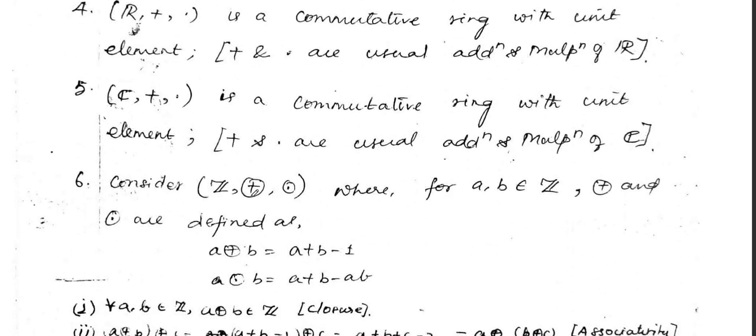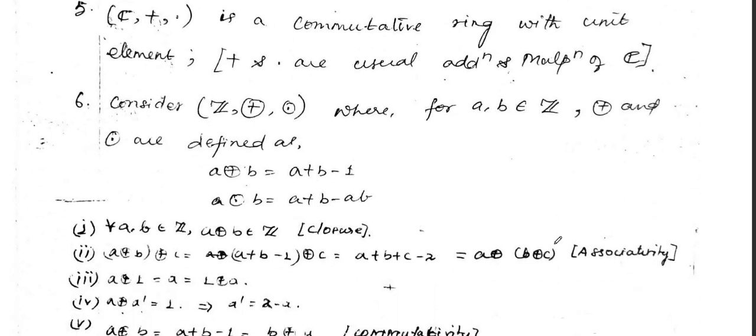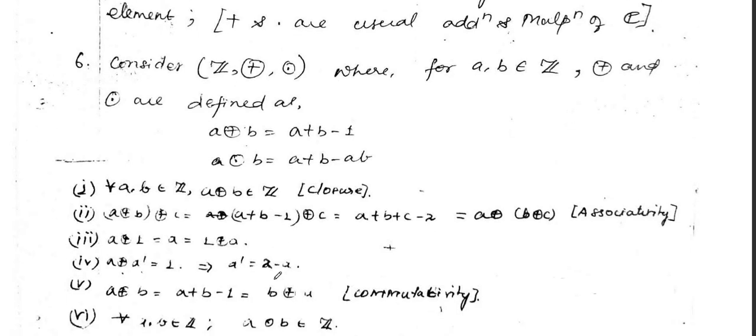Now we have this special ring. Again, we consider only the set of integers, but addition and multiplication are defined in this way, which we denote as circle plus and circle dot. So if we have the operation a circle plus b as a plus b minus 1 and multiplication a circle dot b as a plus b minus ab, then we can easily check the closure, associativity, and then additive identity. See here, 1 acts as the additive identity.